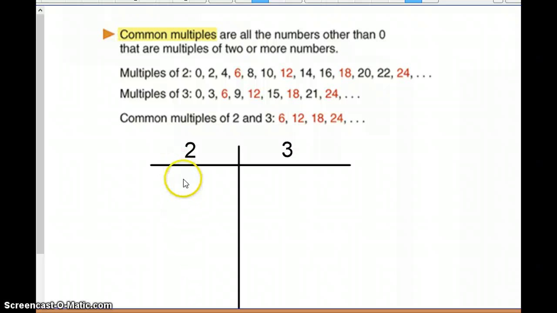Okay, so let's, first of all, just like we did with our factors, you're going to make a T-chart. So in this T-chart, we have 2 on one side and 3 on the other. So we're going to list all the multiples of 2, we'll say up to 10, and we're going to list all the multiples of 3. Once we've listed our multiples, then we can see which ones they have in common, okay?